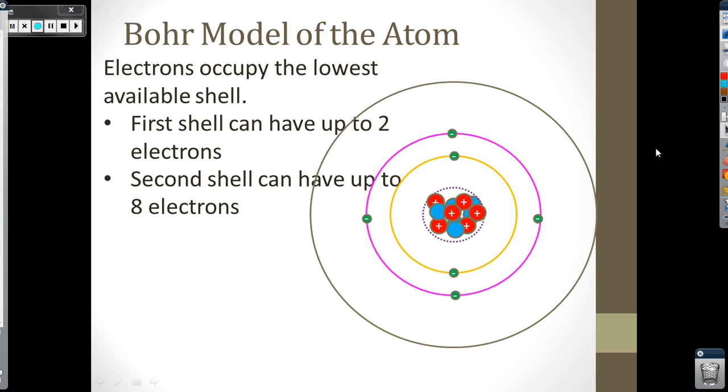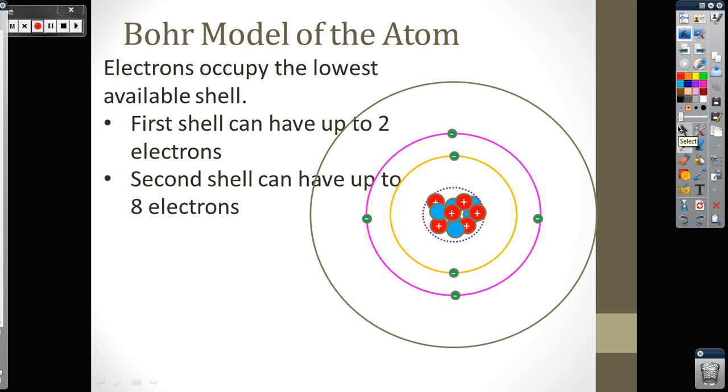Okay, a couple of ideas about electrons. Electrons occupy the lowest available shell that they can occupy. So when you're building the model of an atom, you always start putting electrons in the lowest shell that has room available. And there are some rules about how we put electrons into shells. The first shell, which is our yellow shell here, can only contain 2 electrons.